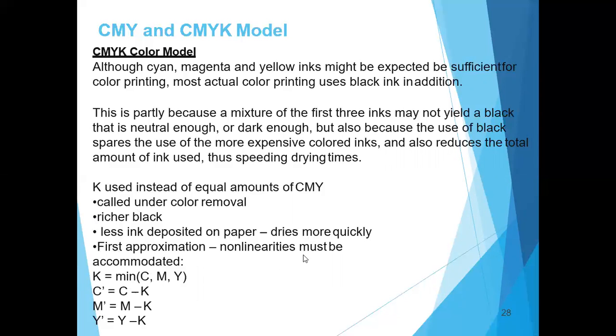Non-linearities can also be accommodated. That means K is equal to the minimum of C, M, Y. Then the complementary values: C dash is equal to C minus K, M dash is equal to M minus K, and Y dash is equal to Y minus K. So C dash is the complementary value, obtained by subtracting the minimum value of the colors taken. That is why it is C dash, M dash and Y dash. Like this, we are able to generate the different types of color models.